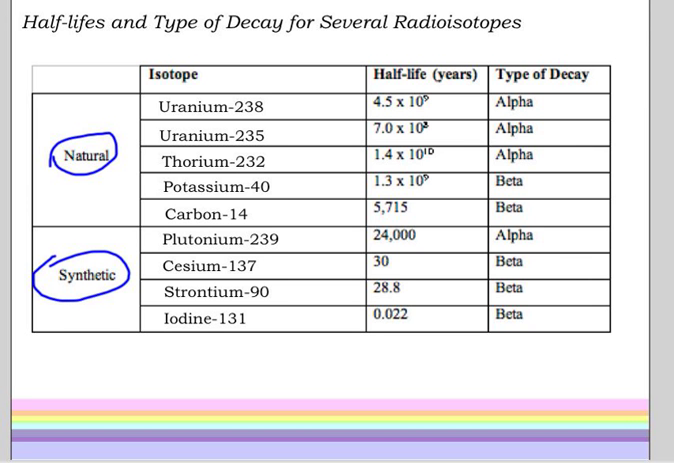And if you notice, the natural ones tend to have longer half-lives. Tend to. Now, carbon-14 is a pretty short one. But if you're natural, you tend to be a little more stable, even though you are radioactive. The synthetic ones, if you look at iodine, is ridiculously fast. So natural radioactive isotopes tend to have longer half-lives, and synthetic ones have shorter ones. There's not really a trend on what type of decay, alpha or beta or anything like that. That's just inherent to the actual isotope. So keep that in mind.